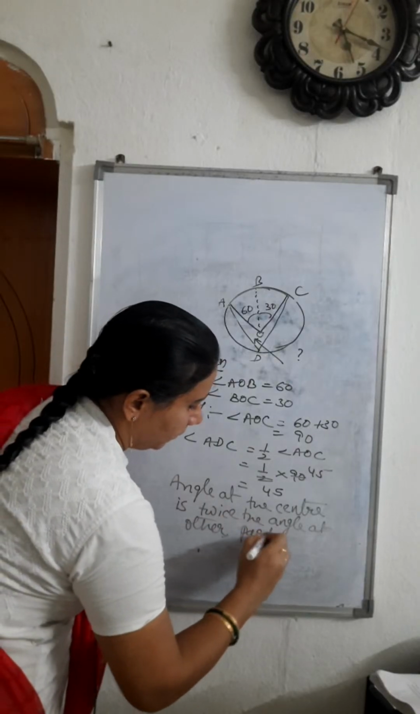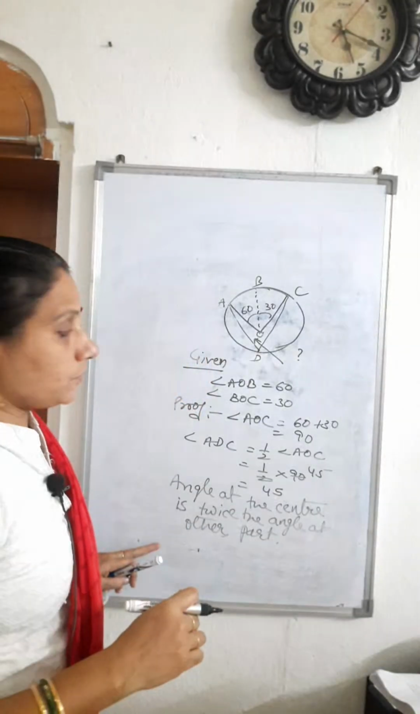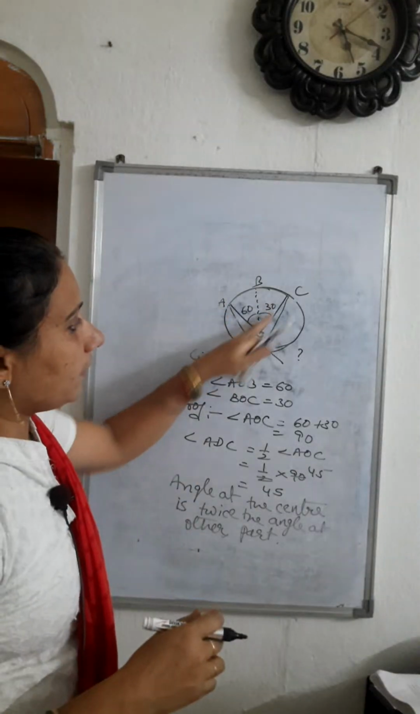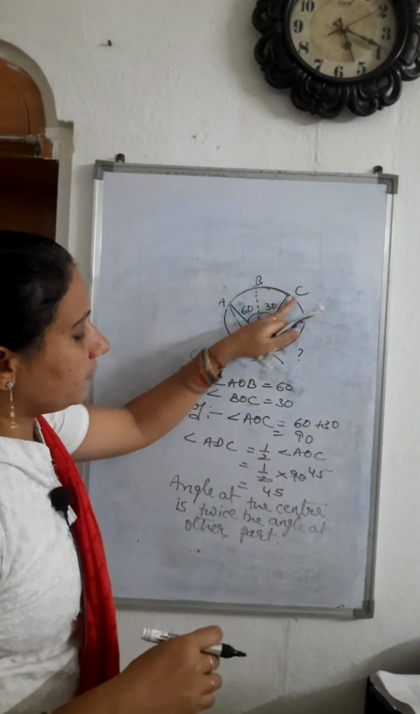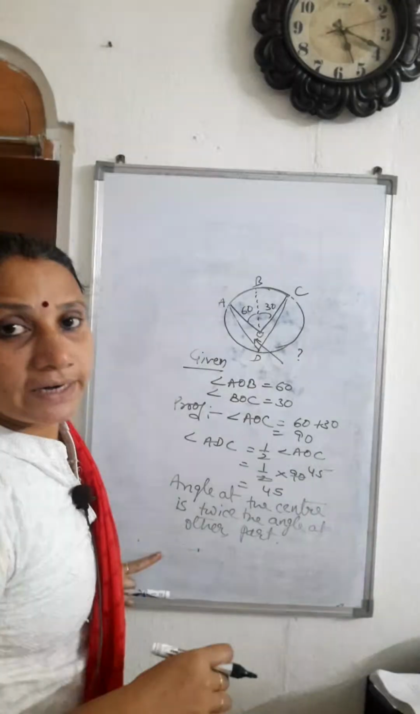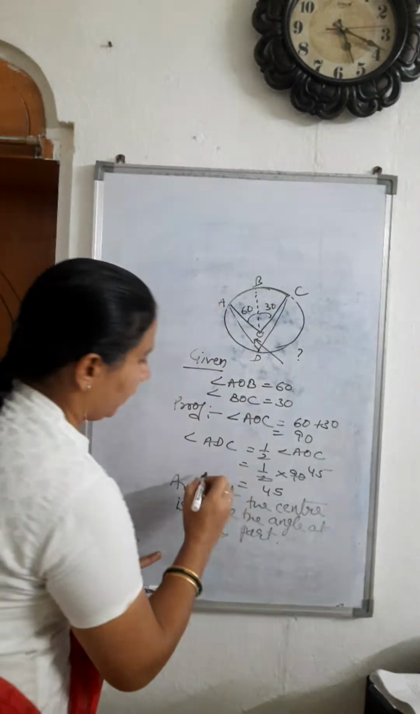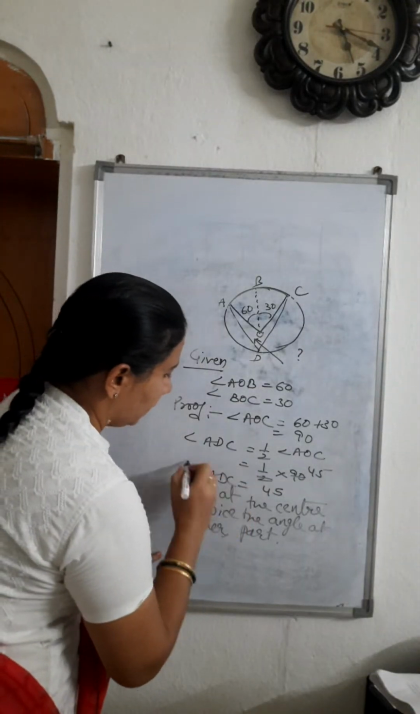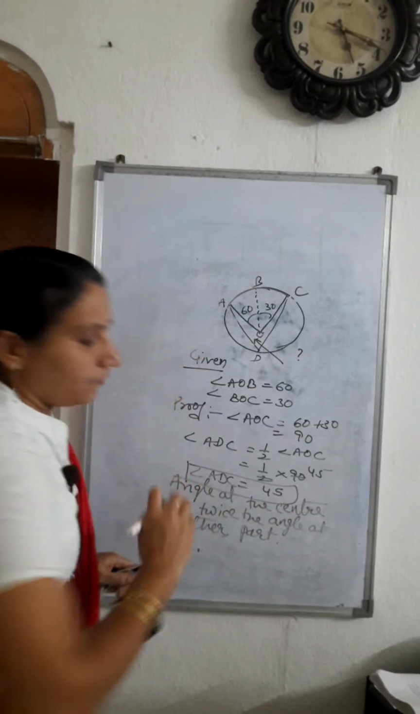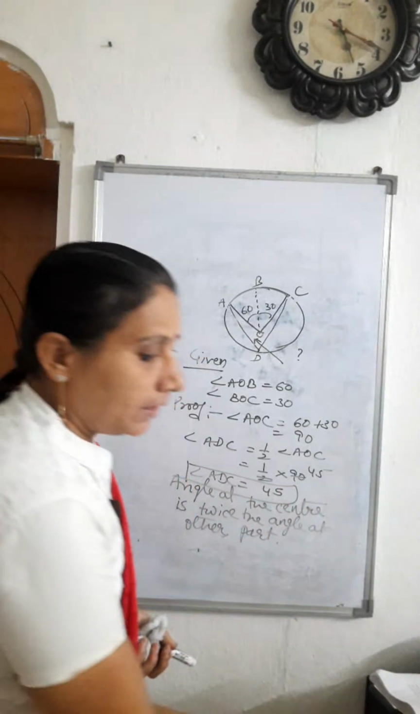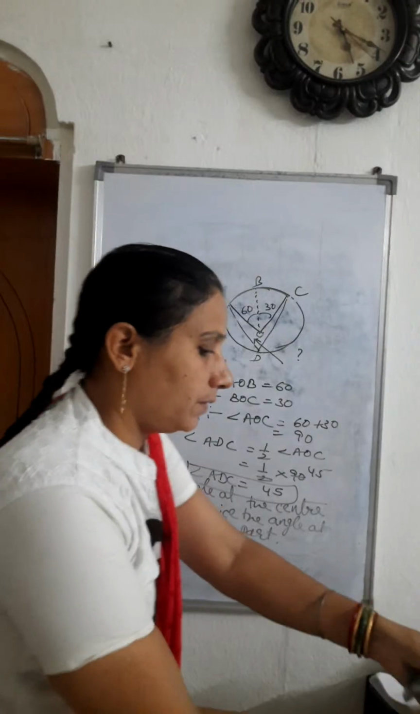So this property we used. Here we started with the center angle, then the angle at the other part of the circle will be half of that. So the final answer is 45. This is our final answer. The first question is completed. Let's start with the second question.